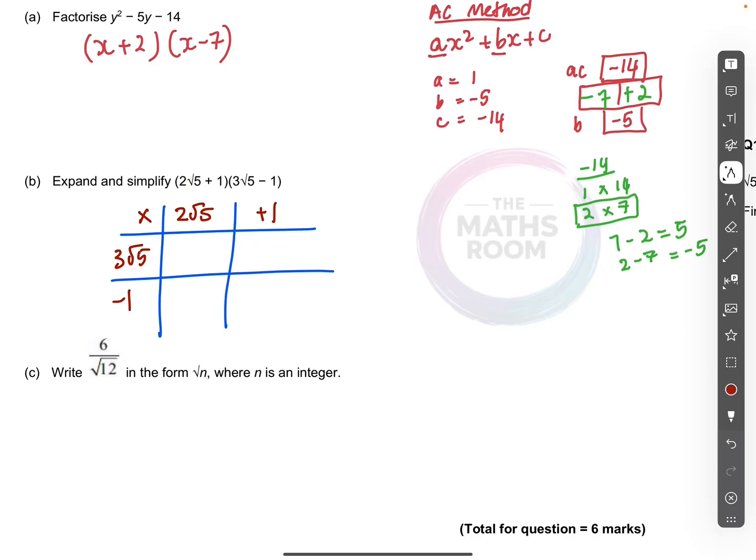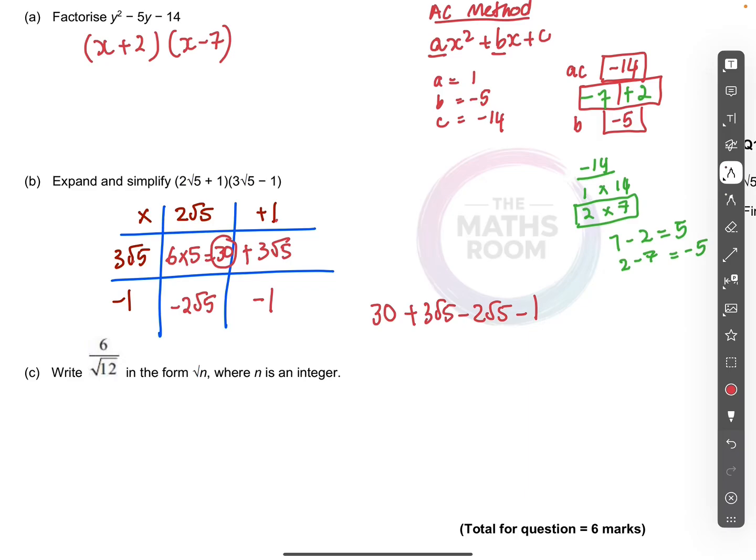So 3, now let's expand it. 3 times 2 is 6, and root 5 times root 5 will give me 5. So they're multiplying, which means that's what I get for this one, 30. 2 root 5 times -1 will give me -2 root 5. 3 root 5 times +1 will give me 3 root 5, but positive. -1 times +1 will give me a -1. Remember, we're multiplying. Now, when I'm taking a look at this, I now have 30 plus 3 root 5, take away 2 root 5, take away 1.